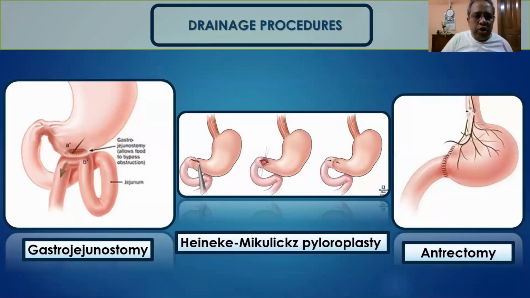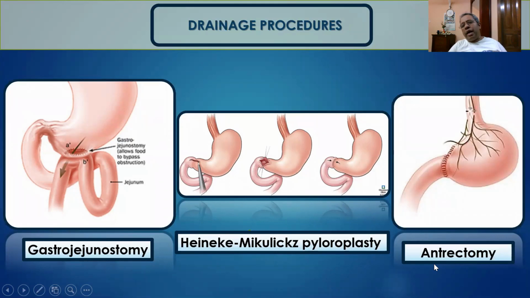So what about the drainage procedure? Drainage procedure, that means gastrojejunostomy. You anastomose the stomach with the jejunum. So the food materials, instead of the duodenum, directly go to the jejunum, go distally. It is called the gastrojejunostomy. It allows food to bypass the obstructions. In case of Heineke-Mikulicz pyloroplasty, make a longitudinal incision from the antrum to the duodenum, then close transversely. So the diameter of the duodenum and the pyloric part increases, and food materials flow easily from the stomach to the duodenum. It is called Heineke-Mikulicz pyloroplasty.